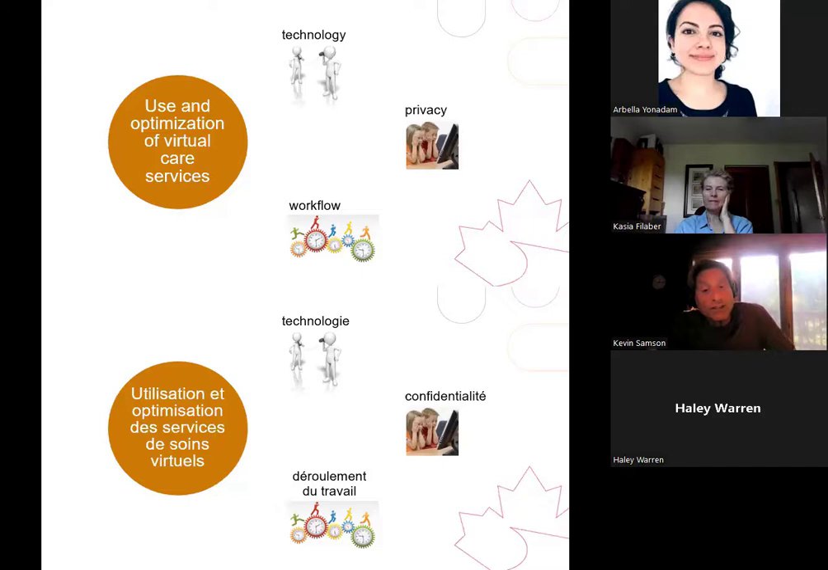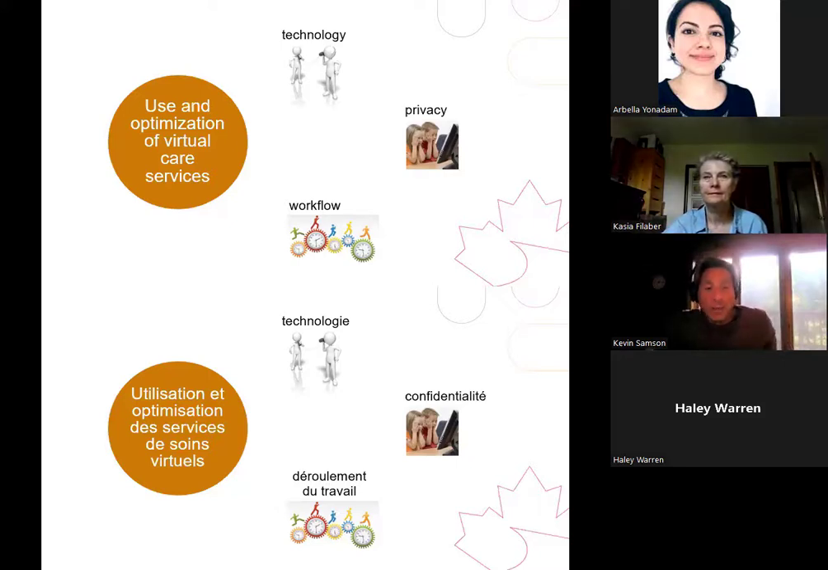Workflow. Workflow is often either overlooked or just an afterthought, but it can really be the determining factor when it comes to whether virtual care works well or not. The toolkit has lots of great points to help with this.